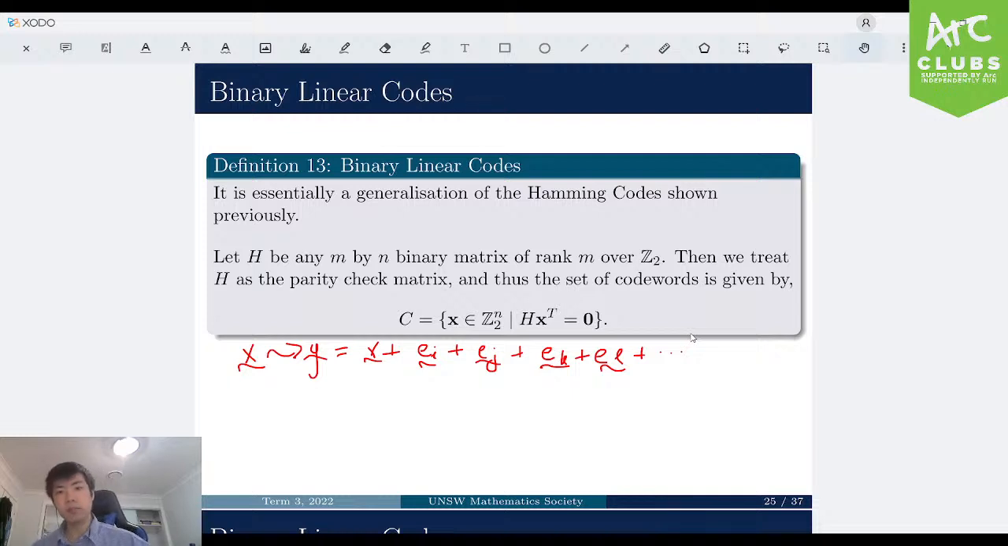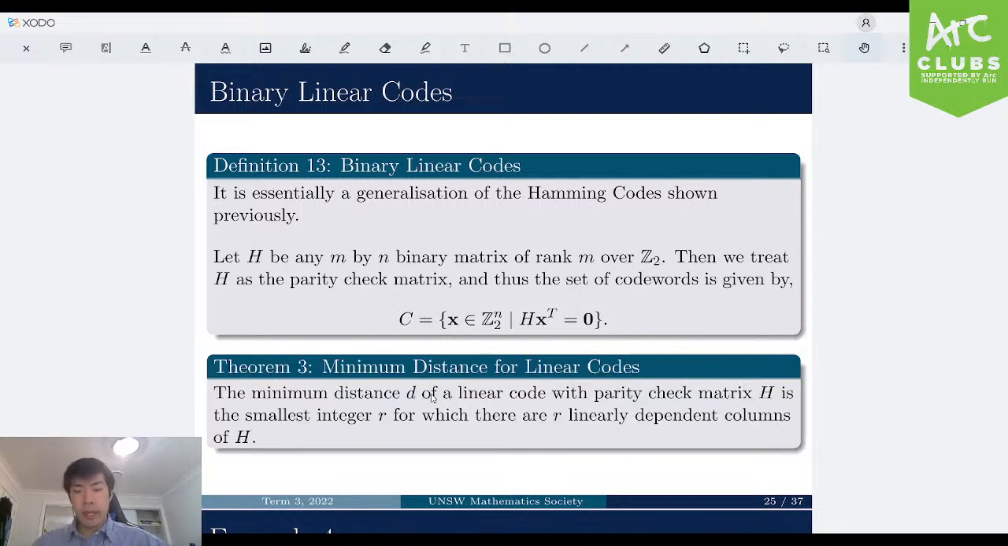And so what this does is it makes using the code a little harder, because if you think about calculating the syndrome of y, H times x will give us the 0 vector, but now you will have a linear combination of the columns of H. You have a bunch of different basis vectors multiplied by H, so you can potentially have a summation of these different columns of H.